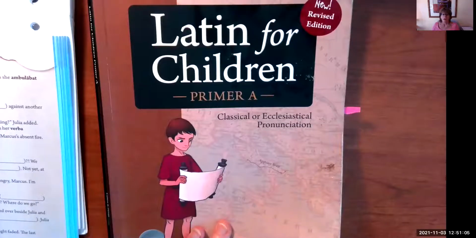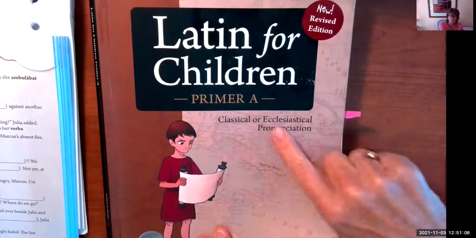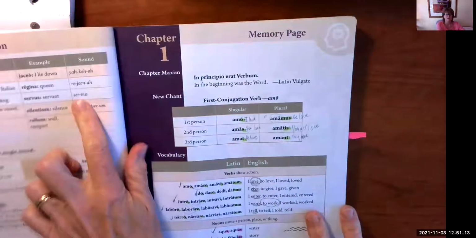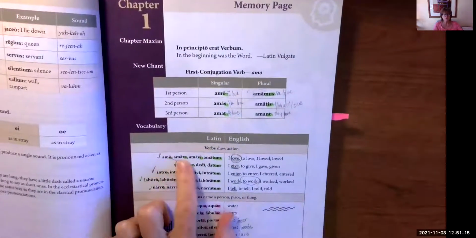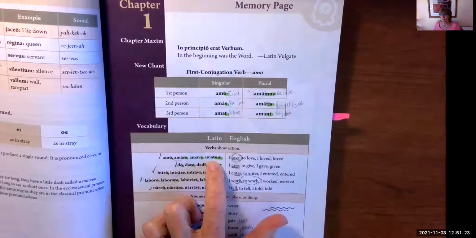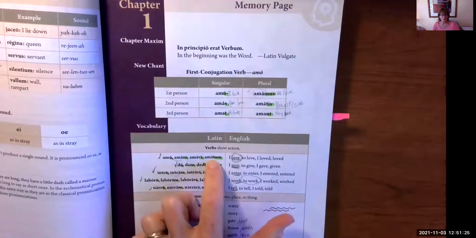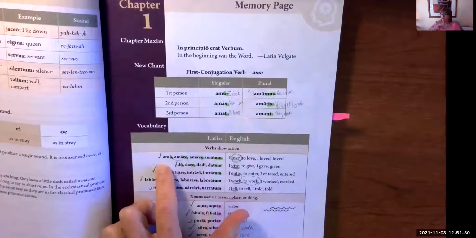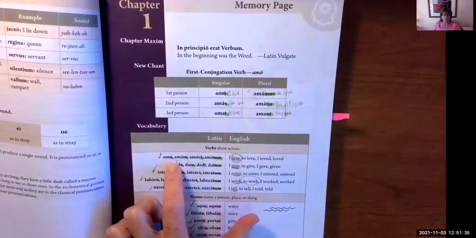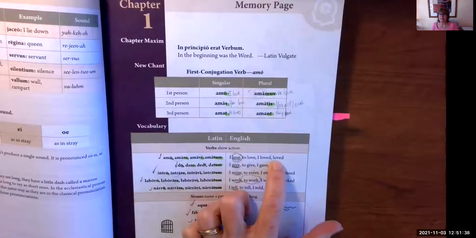Let me show you, for example. Here's Latin for Children, Primer A. You have classical or ecclesiastical pronunciation, and in chapter 1, they give four principal parts of the verb. Why do I like that? Well, you're going to need all four principal parts at some point to recall their stems. So my thought is, why not teach them all at the very beginning? And the child can then recall that which they have put in, instead of having to go back and relearn it. And then they give the meaning in English.